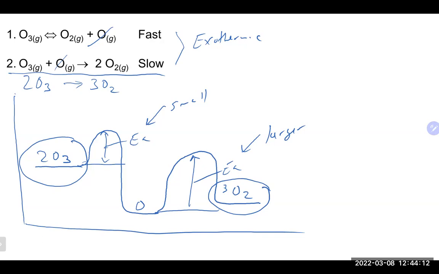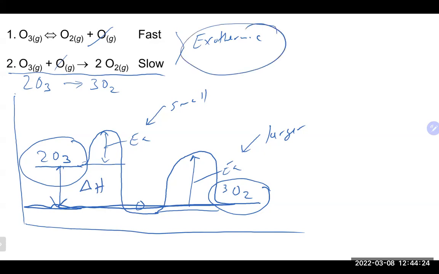Again, the overall delta H for this reaction is found from the difference between here and here, right? The final and initial is where our delta H for this reaction would be, which would give us a negative delta H in this case if it was exothermic. Any questions on how to display these energy diagrams? You'll get some practice in the next experiment. You'll have to draw some of these. All right.